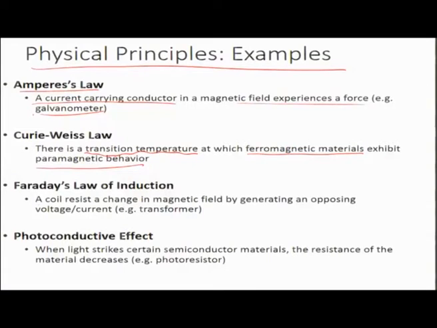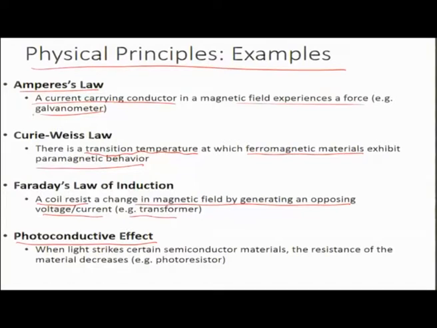a coil always resists a change in magnetic field by generating an opposite voltage or current when placed in such magnetic field. We could also talk about the physical principles behind the photoconducting effect, which is quite commonly used to outlay some of the sensors and actuator principles.